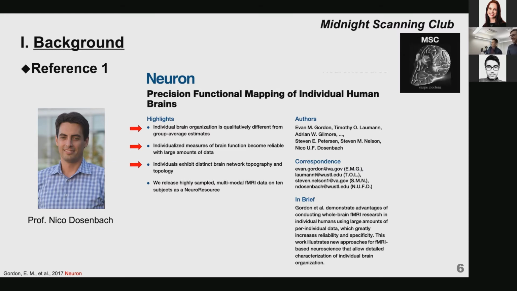When we read this article, we thought, scanning subjects at midnight doesn't make any sense, because it's not a representation of ordinary people's daily life. So we think that we probably could intensively scan several subjects in the daytime. So we named our project Bergen Breakfast Scanning Club.